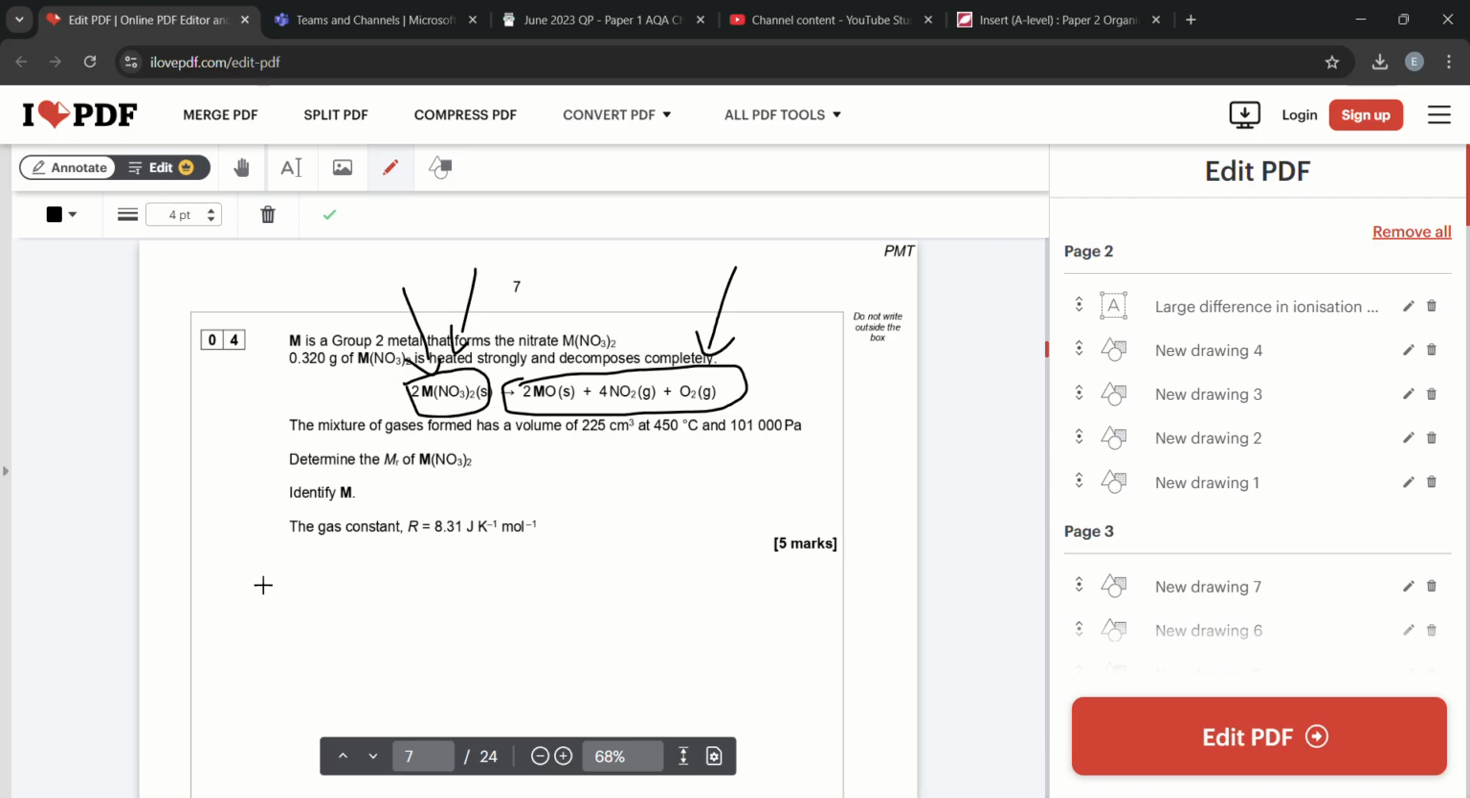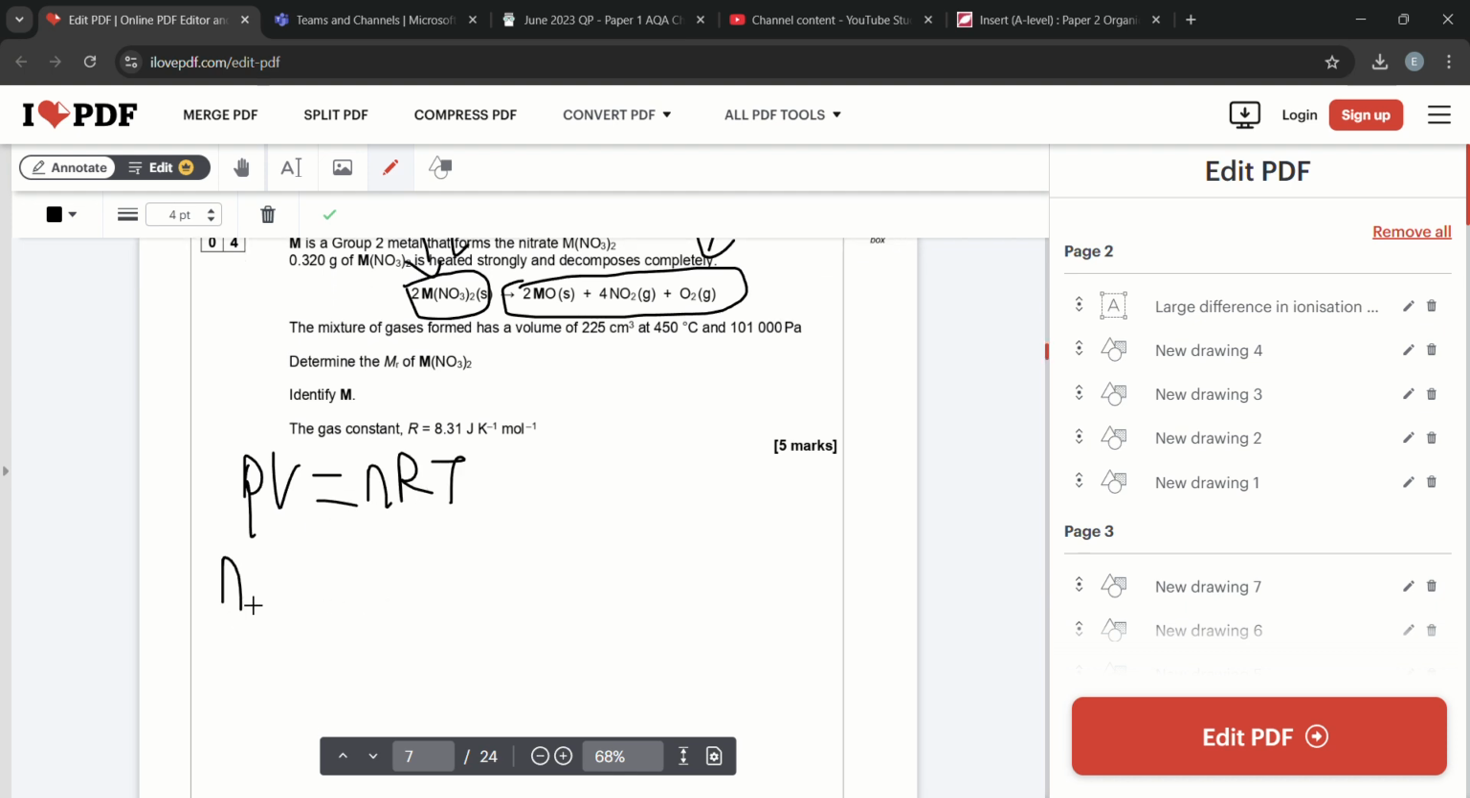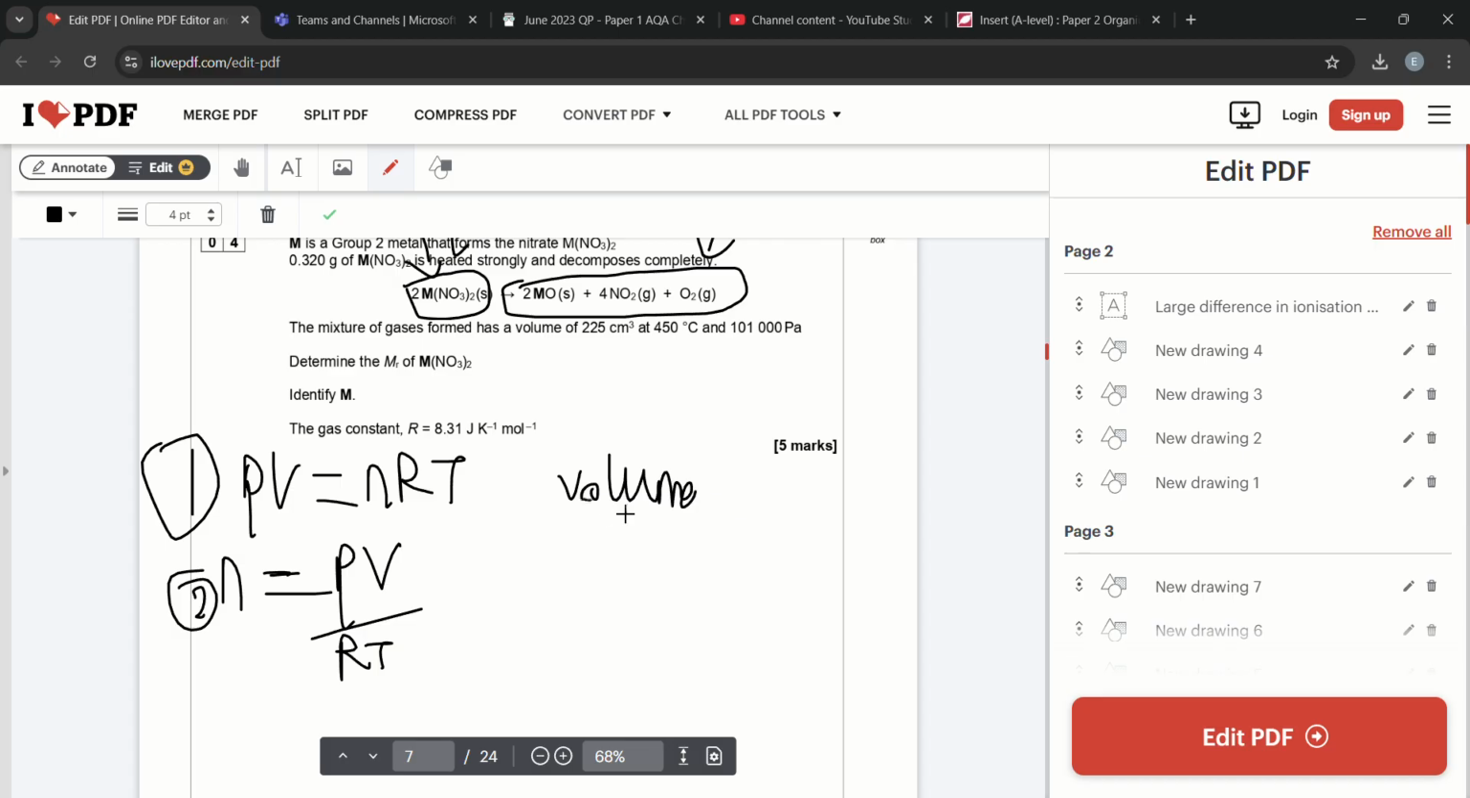So we know, using the ideal gas equation, PV equals nRT, so n is equal to PV divided by RT. Let's convert the units. They give you marks for converting units in the mark scheme. The volume we want in meters cubed, not centimeters cubed, so it's 225 times 10 to the power minus 6.